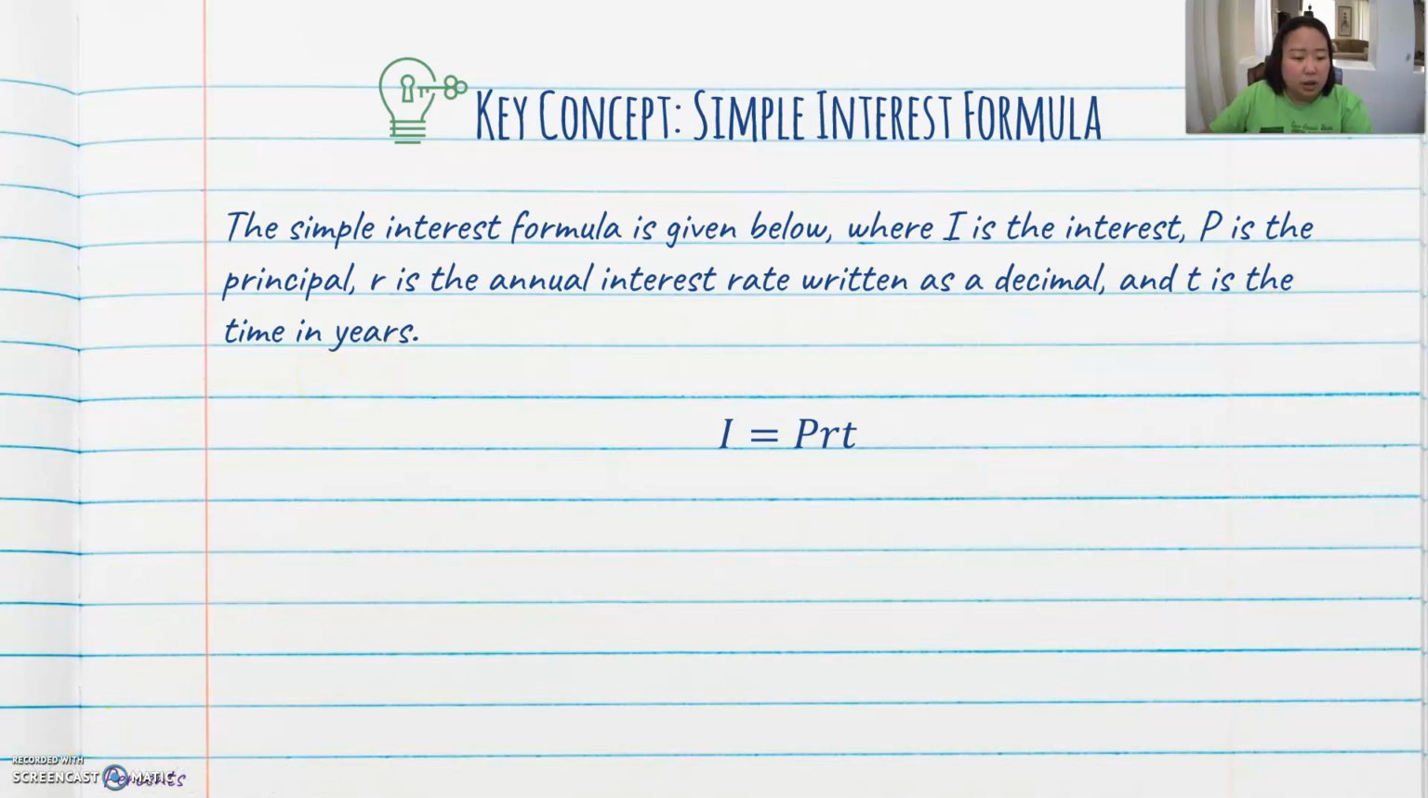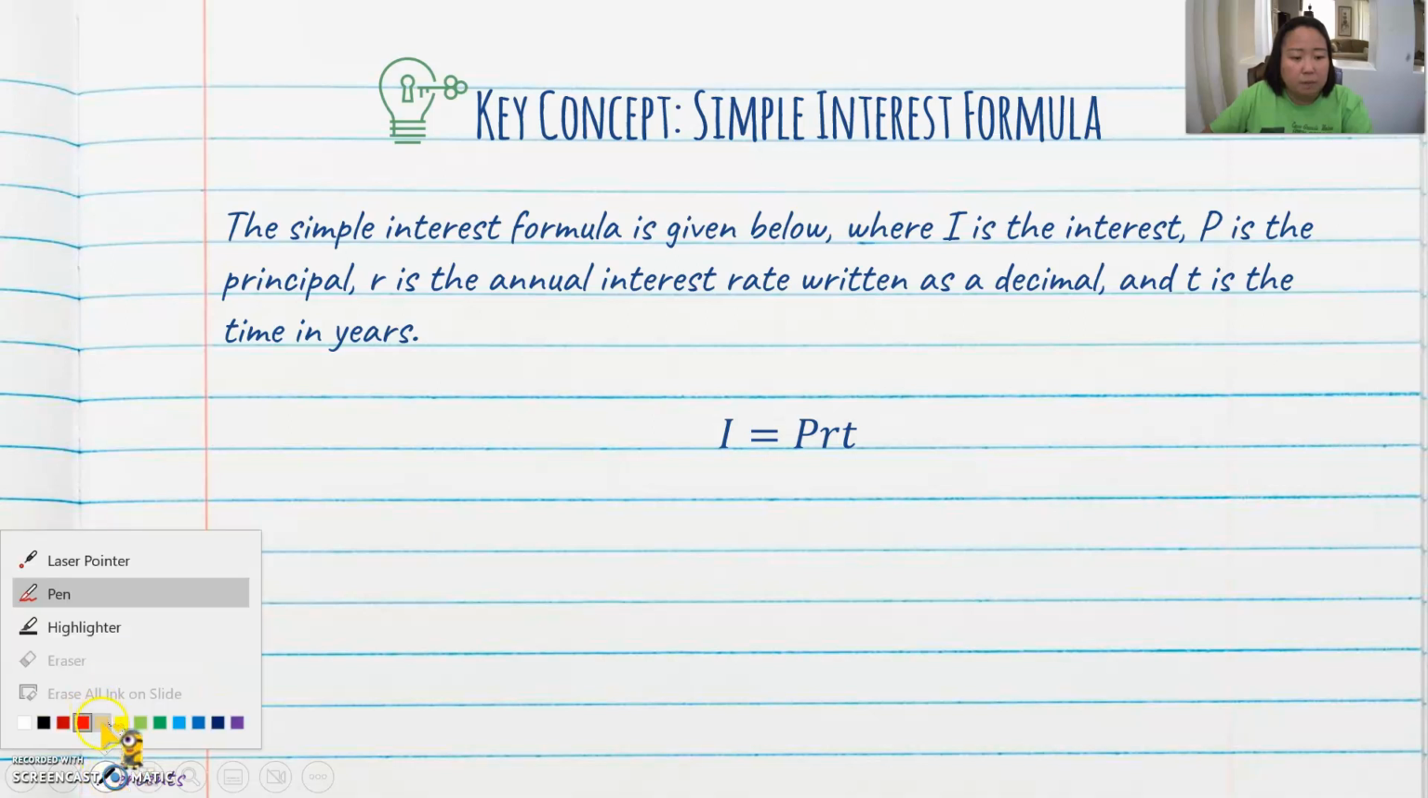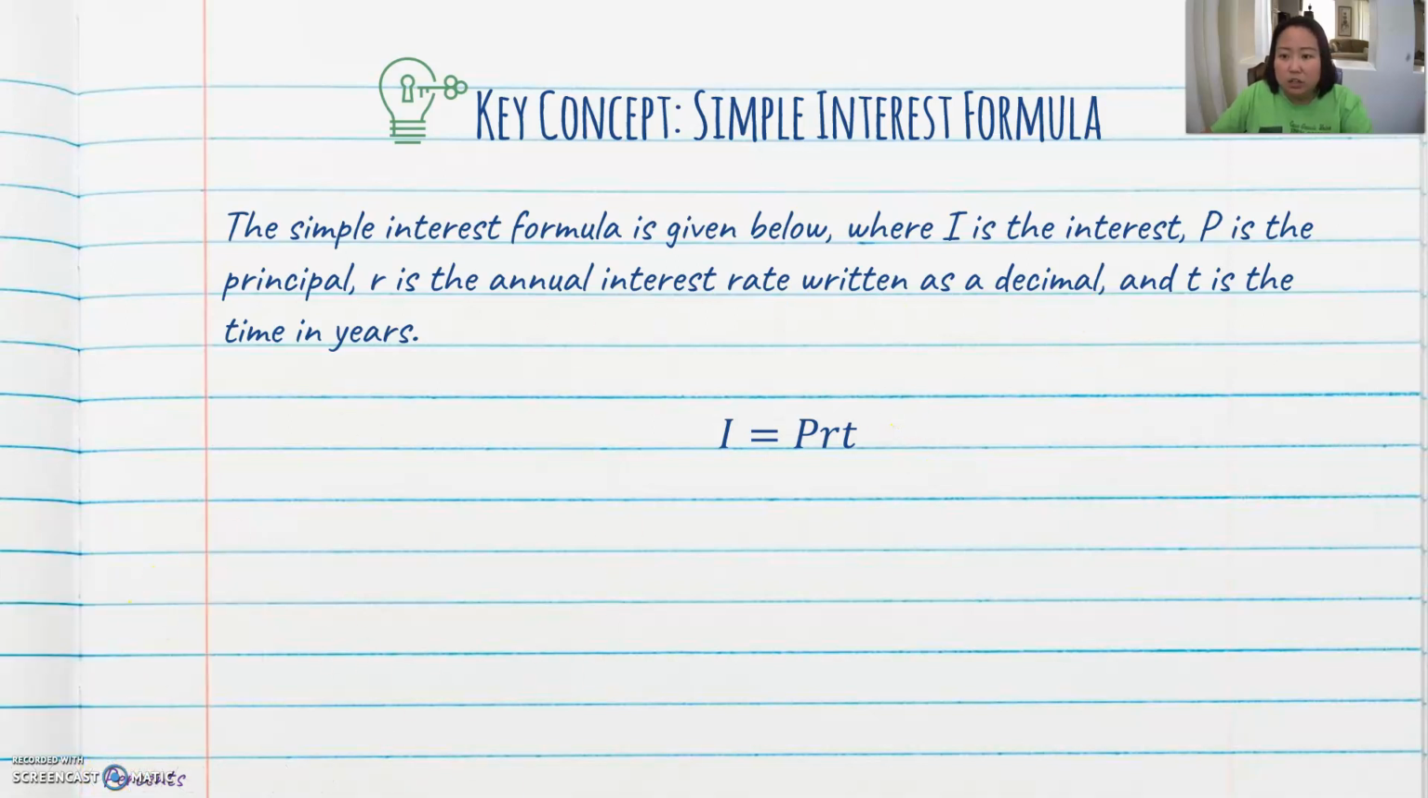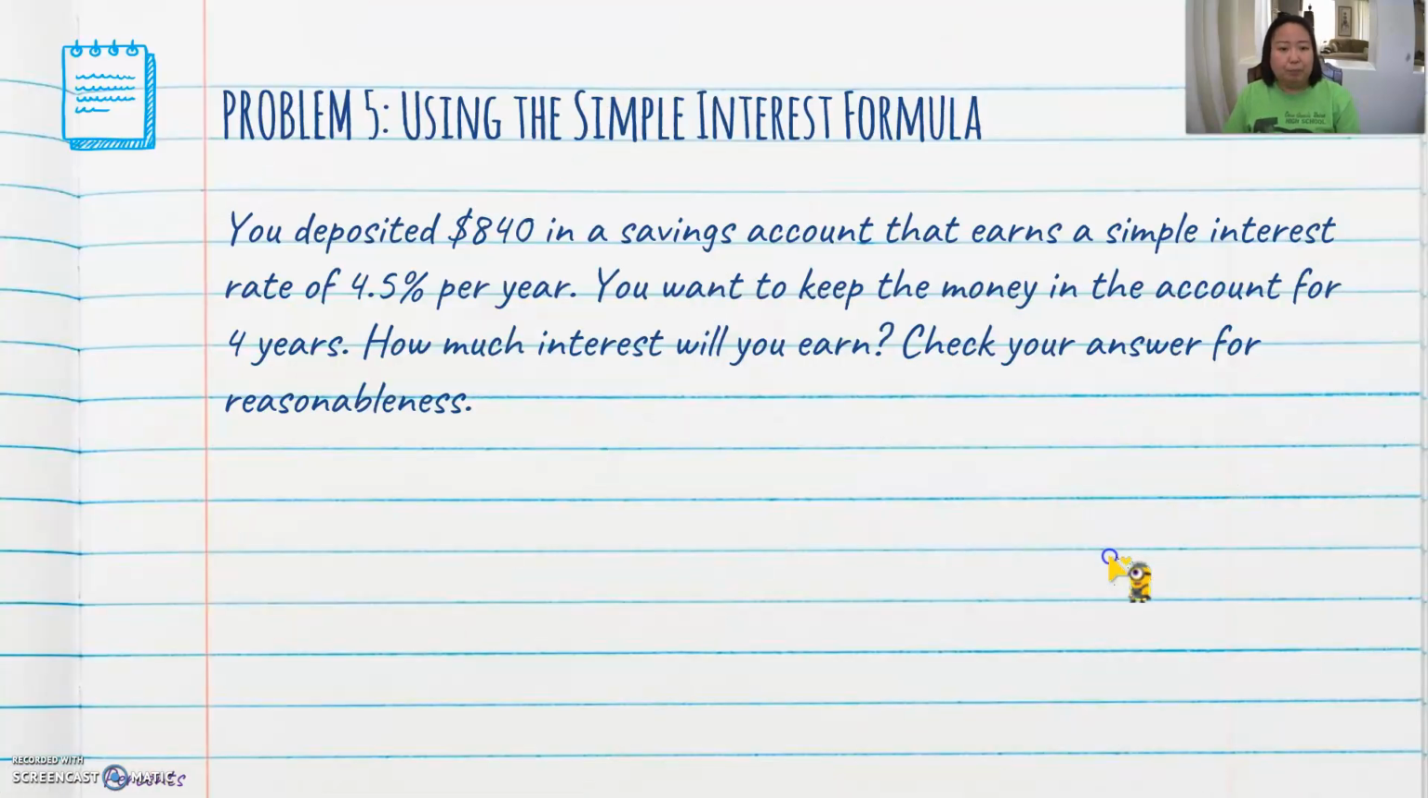I would just like to highlight a few things here. T is always in years. This is always the time in years. Principal is usually the amount borrowed, or the initial deposit. R is easy to find because it is always the one with the percent sign. So let's have an example here.